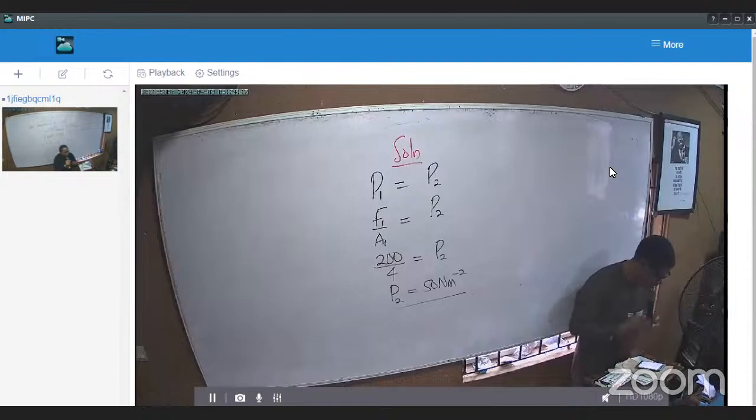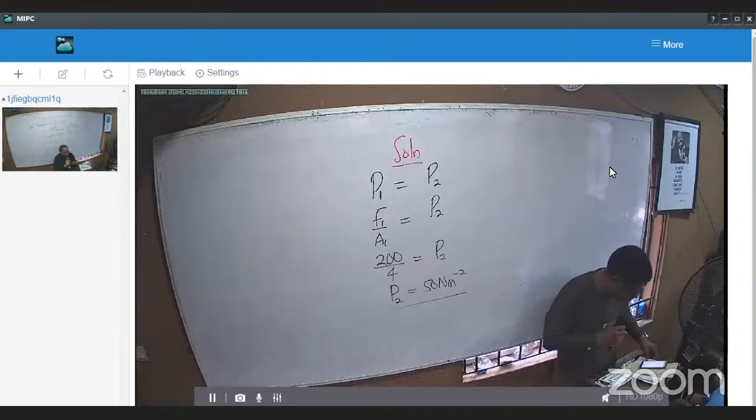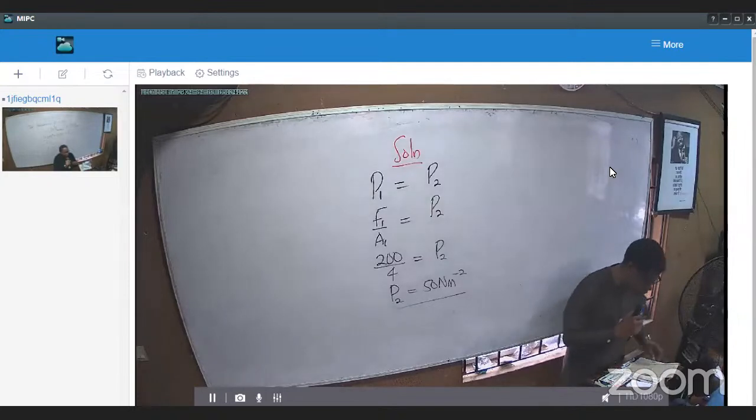Problem 5. Remember 1, density of the liquid. Remember 2, depth below the surface of the liquid.